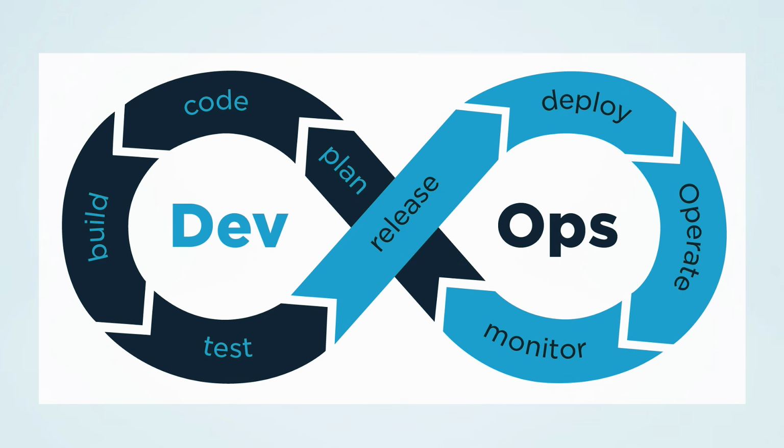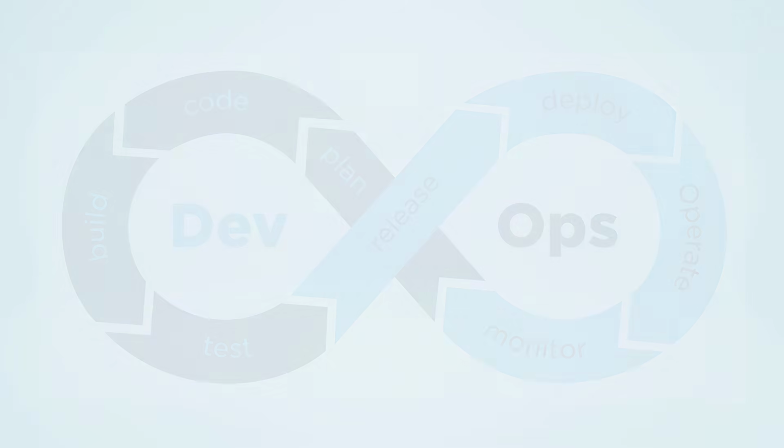And that pipeline should be continuous. That's why the unofficial logo of DevOps is an infinite cycle, because the application improvement is infinite. New features and bug fixes get added all the time that need to be deployed.